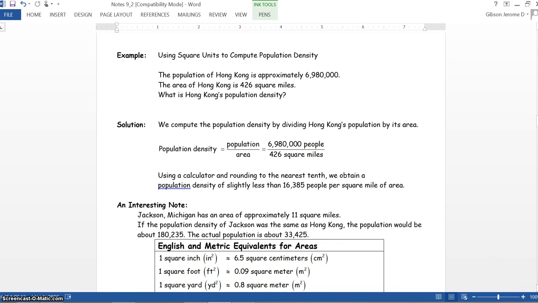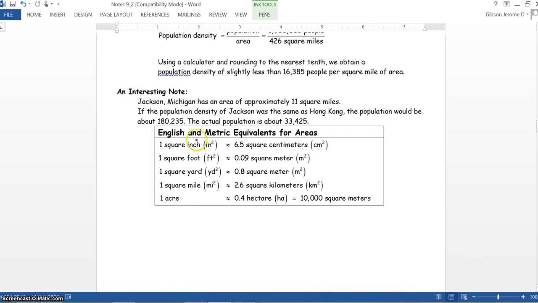Now, an interesting note. It says here Jackson, Michigan has an area of approximately 11 square miles. If the population density of Jackson was the same as Hong Kong, the population would be about 180,235. It says the actual population is about 33,425.